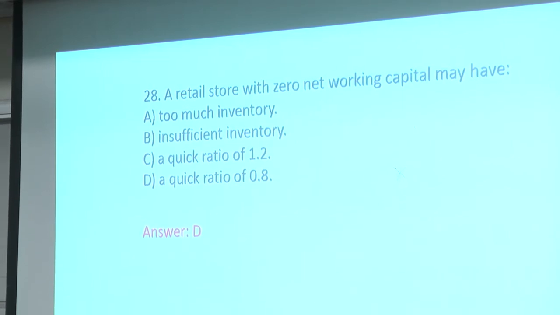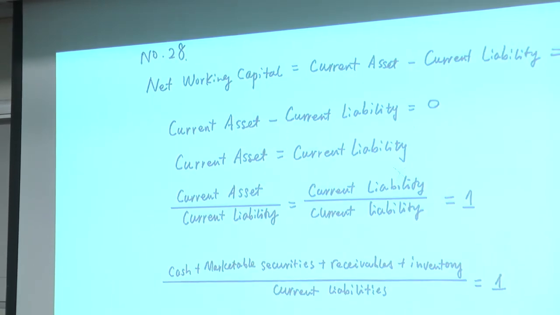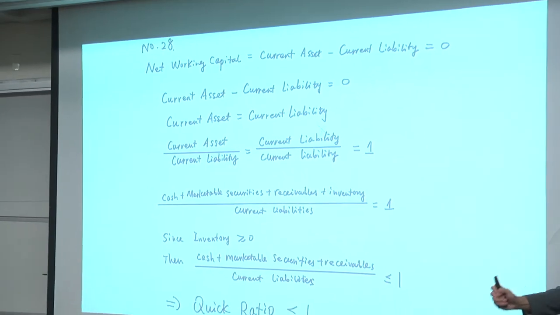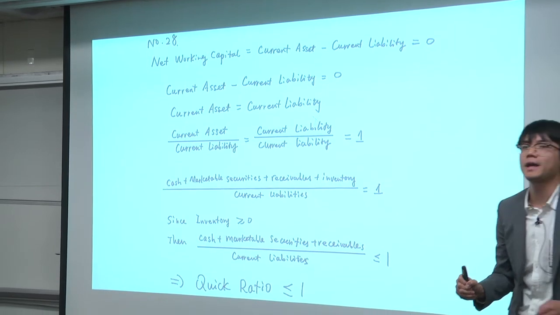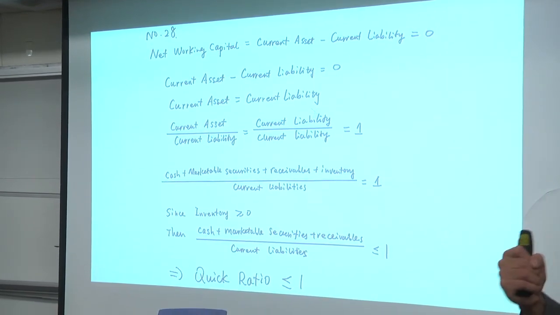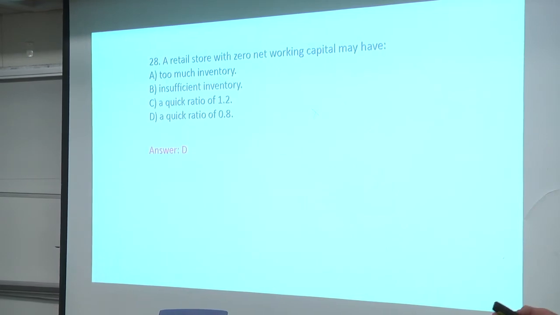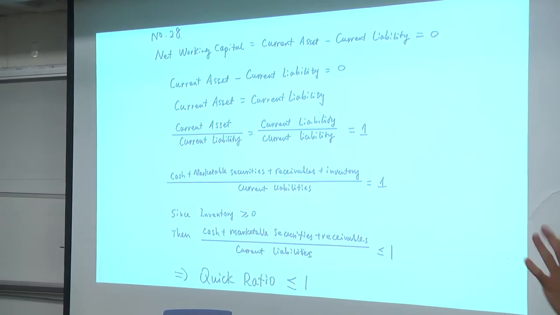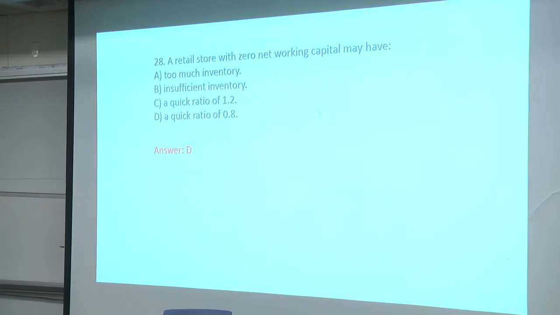What about the inventory? Do we have information? No. But we know that if net working capital is 0, then quick ratio cannot be more than 1. That's using what we have to get what we know. Do we know the inventory? Not much. They could have inventory, could have no inventory. So the answer here is a quick ratio of 0.8.